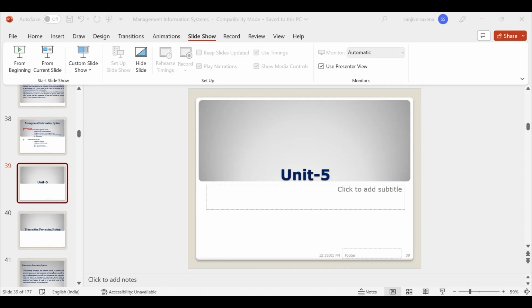Then we have the decision support system. We have now discussed the transaction processing system, and next to it we have the decision support system. Here you see there are three words: decision, support, and system. System we already know, it is a structured way of taking an input, doing something to the input, and then producing the output. So that is the system.